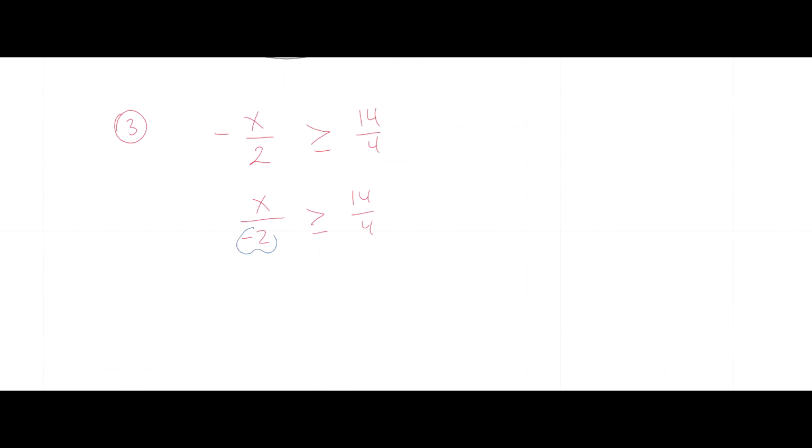As you see, between the x and the number -2, there is a fraction bar. This fraction bar means division. The opposite of division, the inverse operation, is going to be multiplication. So therefore, we have to multiply both sides by -2. And also, you need to flip that inequality sign. Every time that you multiply or divide by a negative number, you have to flip that inequality sign.